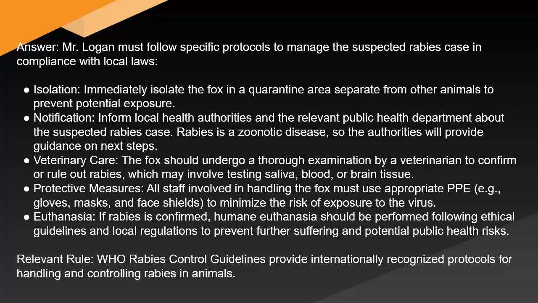Protective measures. All staff involved in handling the fox must use appropriate PPE, e.g., gloves, masks, and face shields to minimize the risk of exposure to the virus. Euthanasia. If rabies is confirmed, humane euthanasia should be performed following ethical guidelines and local regulations to prevent further suffering and potential public health risks. Relevant rule. WHO rabies control guidelines provide internationally recognized protocols for handling and controlling rabies in animals.